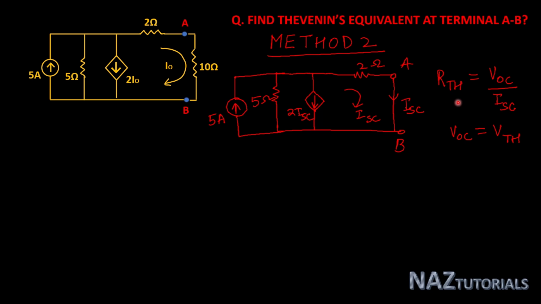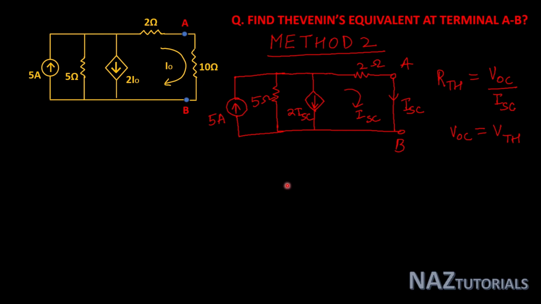Basically, this method is defined by using two theorems, that is Norton's theorem and Thevenin's theorem. If you analyze the equivalent of these two theorems, then by using source transformation you can see the formula of RTH, that is open circuit voltage divided by short circuit current. So this is another method. Let's see the solution.